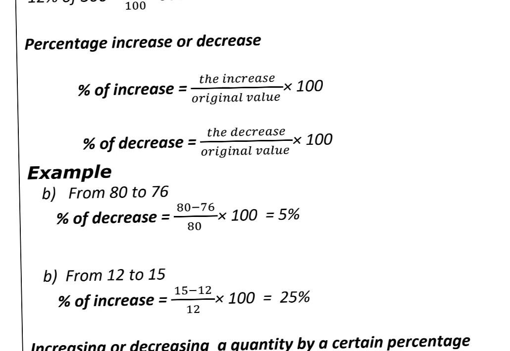Percentage decrease is the decrease over the original times 100. For example, from 80 to 76, it decreases. To find the percentage decrease, subtract 80 minus 76 to find the decrease itself, over the original times 100. That gives 5%. So from 80 to 76, it decreases by 5%.